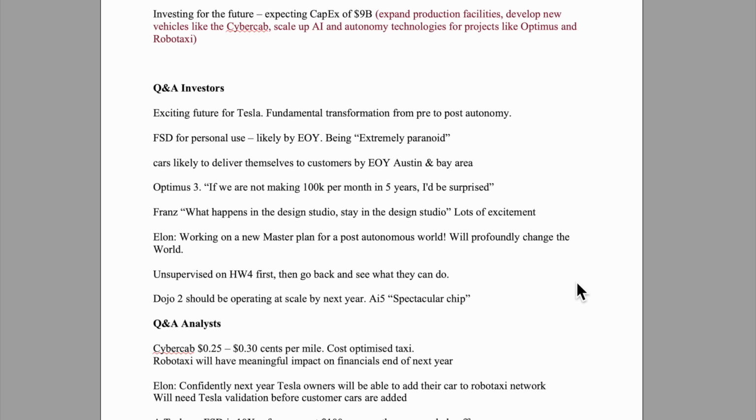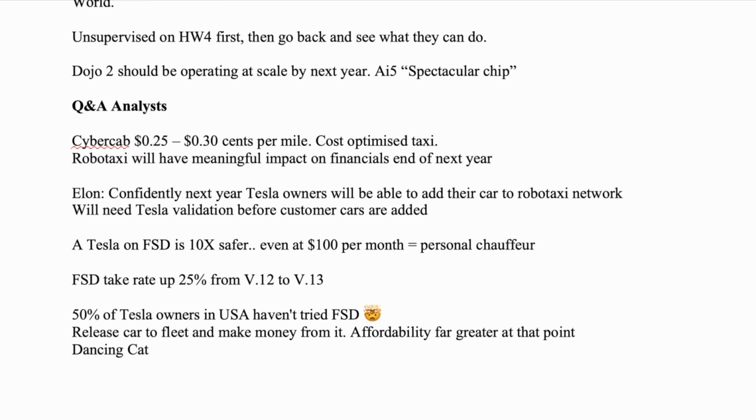Although that's not an entirely easy task, as I do believe you have to replace all the cameras and all the wire harnessing within them, as well as the computer. We shall see. Dojo 2 should be operating at scale by next year. Elon called the AI5 a spectacular chip. Now on to the Q&A from the analysts.